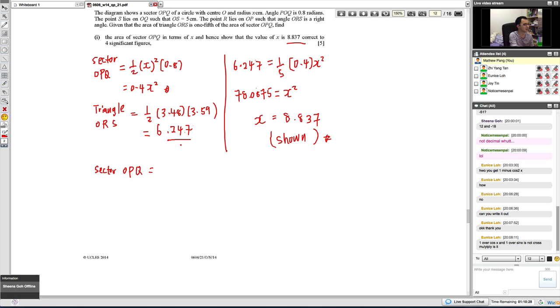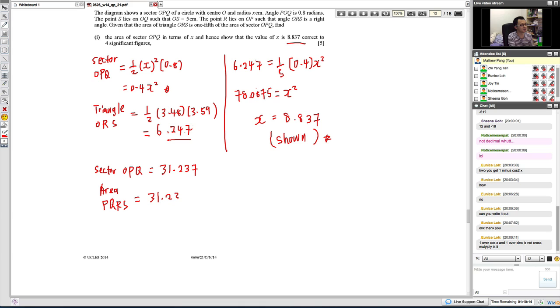Yeah, this is 31.237. Alright, then area of triangle is this one. So area of PQRS, just use 31.237 minus 6.247. That's all. Then you get 25, so the unit is cm squared.